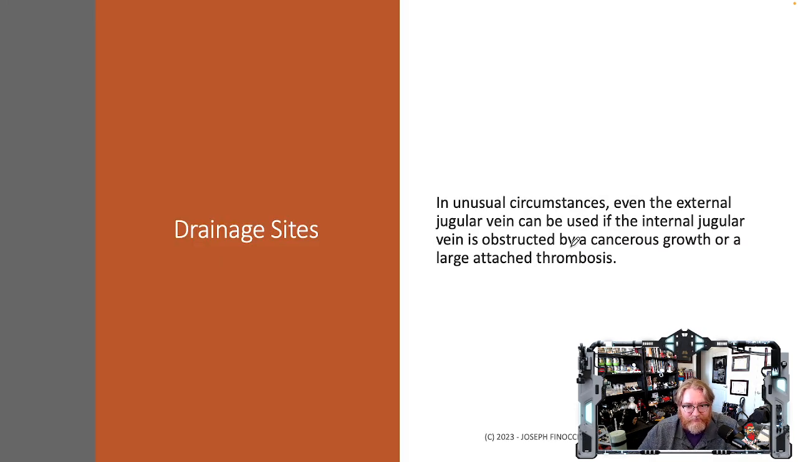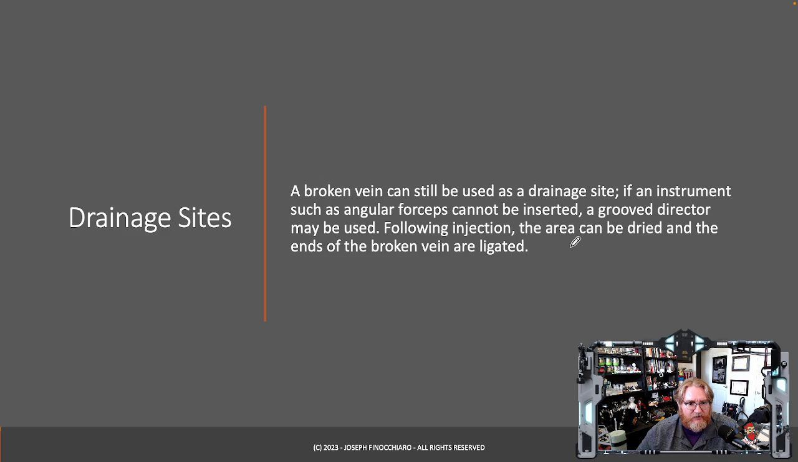In unusual circumstances, even the external jugular vein can be used if the internal jugular vein is obstructed by a cancerous growth or a large attached thrombosis. A broken vein can still be used as a drainage site. If an instrument such as angular forceps cannot be inserted, a grooved director may be used. Following injection, the area can be dried and the ends of the broken vein are ligated.